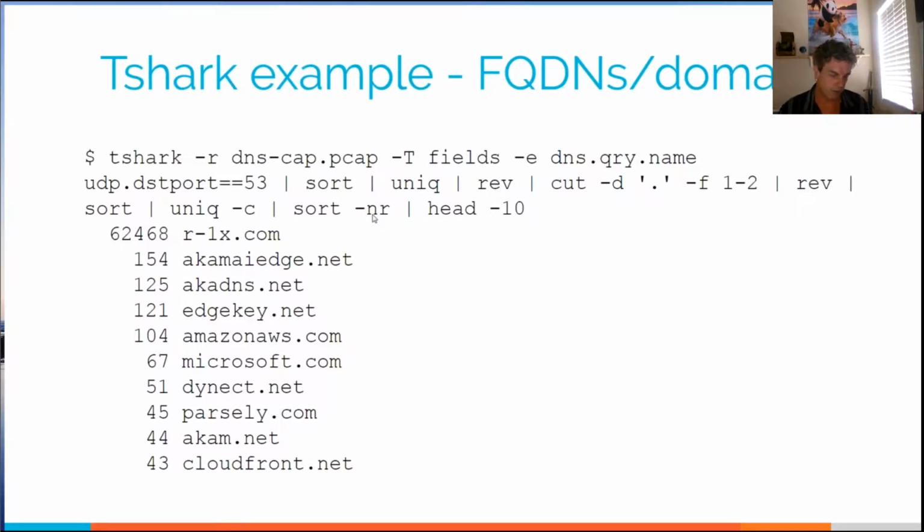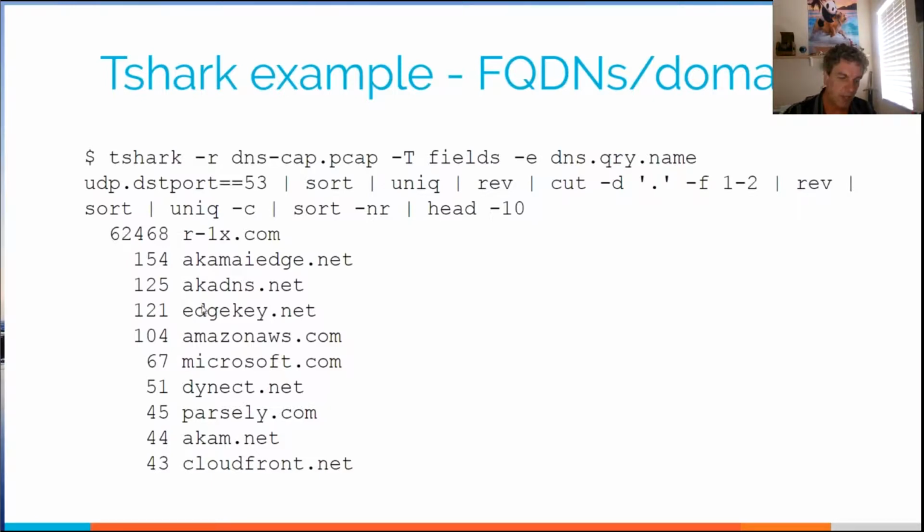With the user agent, small number of hits, those are interesting. Here, high number of hits are interesting. And you can see this top one just stands right out. 62,000 fully qualified domain names associated with this domain, r-1x.com, that I've never heard of before. Okay, that now looks pretty suspicious.